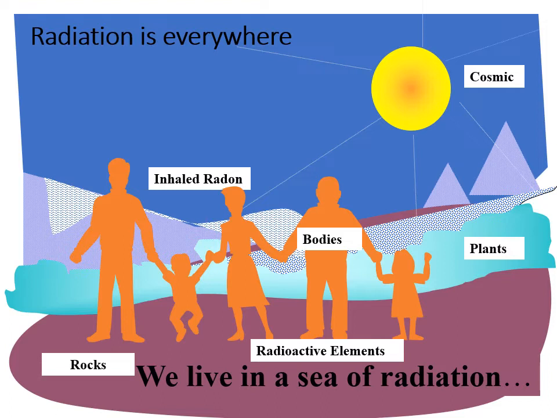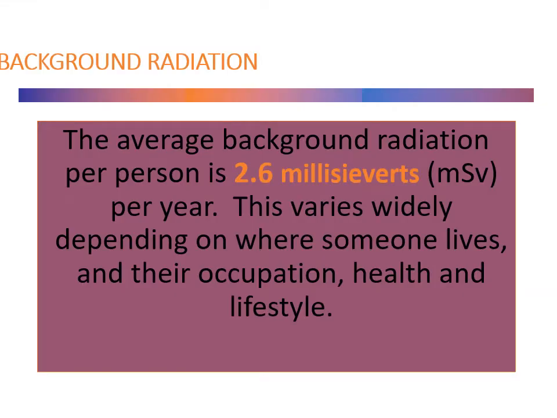So where is this all coming from? This sea of radiation that we live in. It's from the rocks, our bodies, plants, radioactive elements, inhaled radon and cosmic rays. The average background radiation per person is 2.6 millisieverts per year. This varies widely depending on where you live, your occupation, your health and your lifestyle.